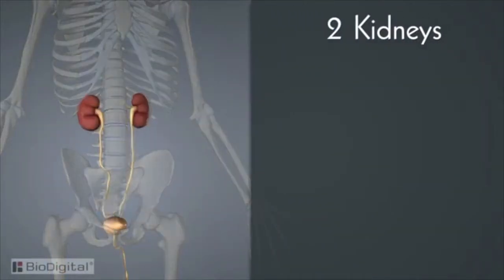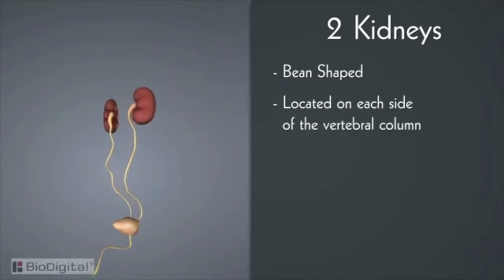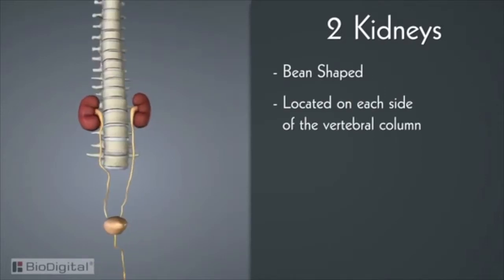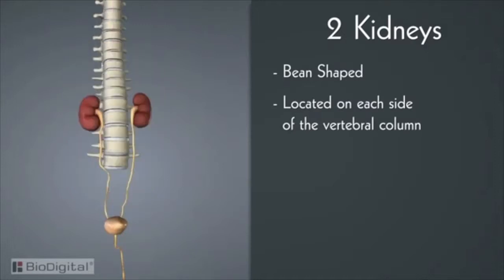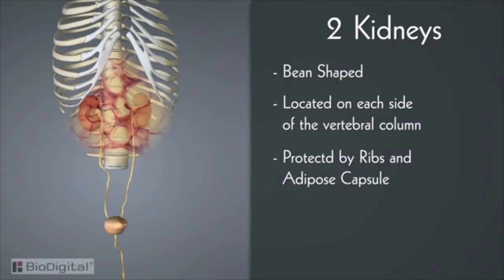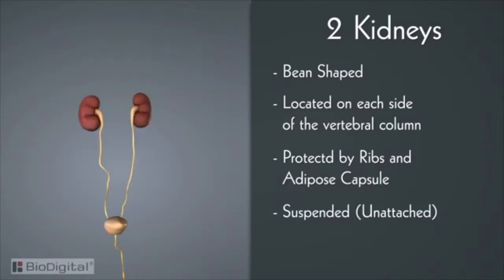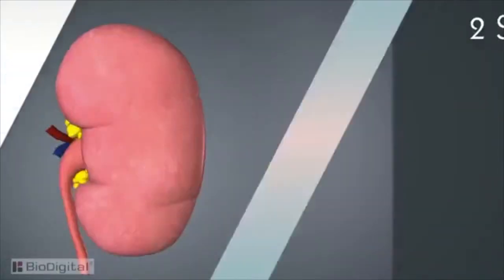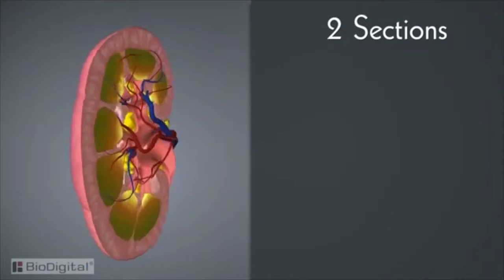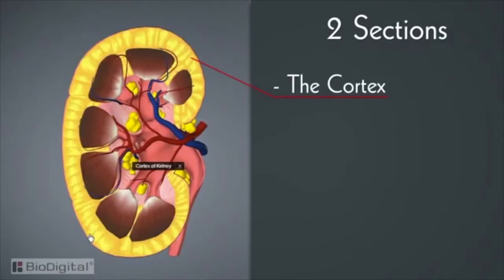Now the 2 kidneys are bean-shaped in appearance. They are located on either side of the vertebral column behind the upper part of the abdominal cavity. The kidneys are protected by the ribs and a heavy cushion of fat called the adipose capsule. They are literally suspended in the body, meaning unattached to any other major organ. Each kidney is divided into 2 main sections, the cortex and the medulla.